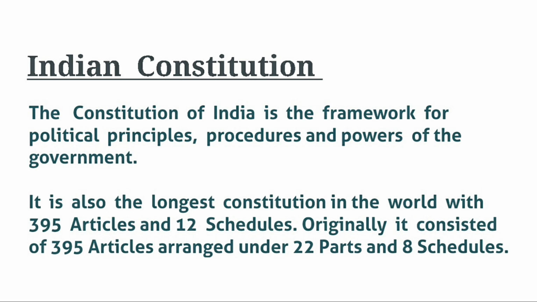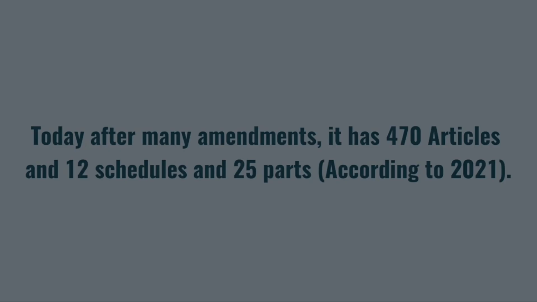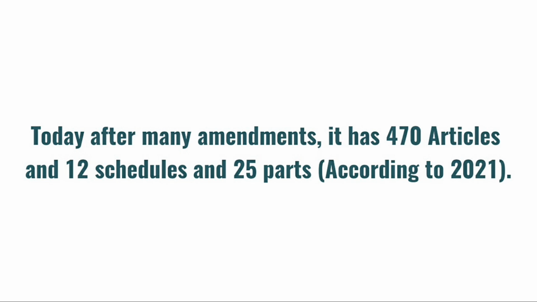Originally it consisted of 395 articles arranged under 22 parts and 8 schedules. Today, after many amendments, it has 470 articles, 12 schedules and 25 parts. The Constitution was written on 26 November 1949 and was made the center of law on 26 January 1950.